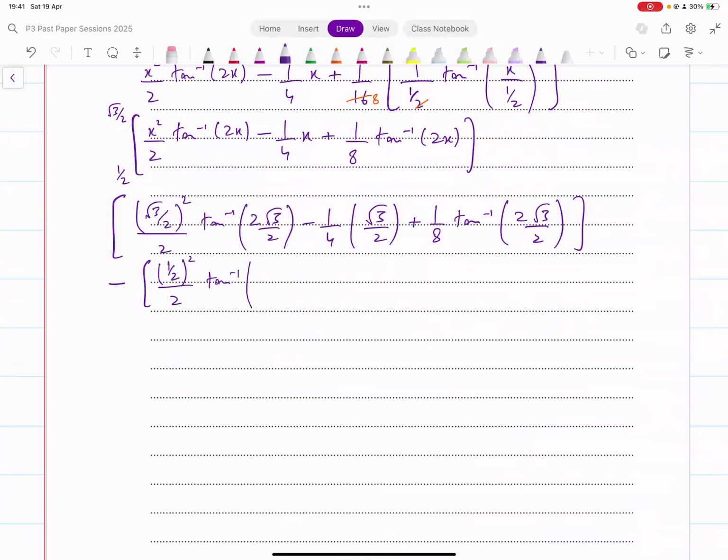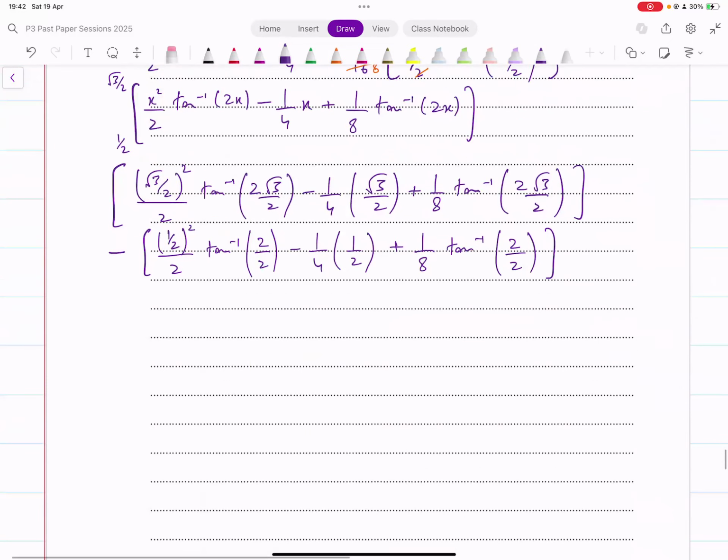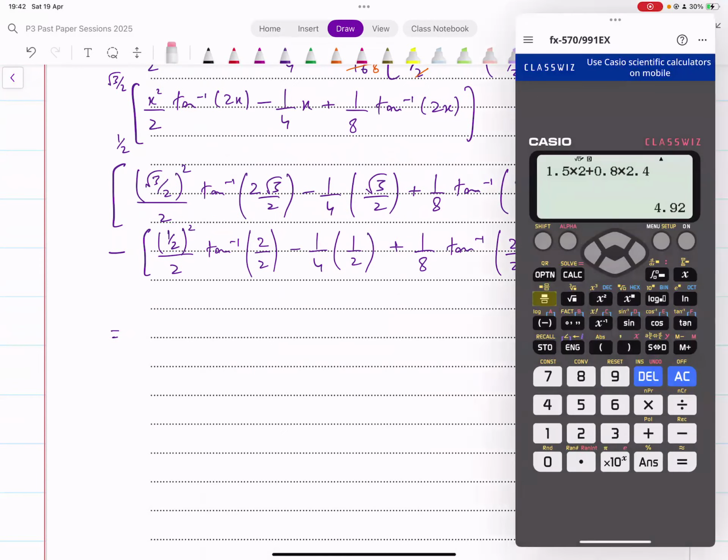Tan inverse of 2x over 2, that becomes 2 over 2, minus 1 over 4 into x, which is 1 over 2, plus 1 over 8 into tan inverse of 2x, which is 2 into 1 over 2, that's 2 over 2. Now we simplify this. Now you can do step by step on your calculator. What does this result in?